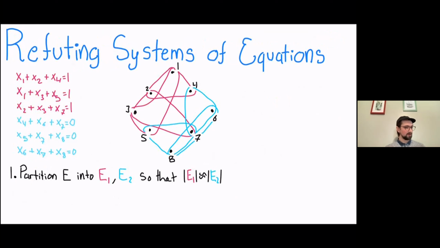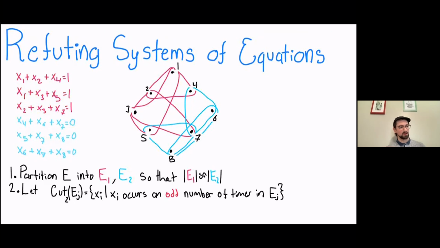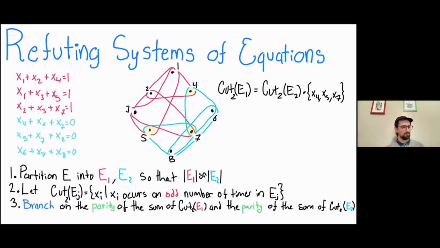So there you go. And then we're going to let this 2 cut be a subset of these edges, and the 2 cut is going to basically sum up all of the variables in the edges mod 2. So the 2 cut of E1 is the same as the 2 cut of E2, which is X4, X5, and X7. It's the variables that occur an odd number of times in each of these equations. Okay, and then we're going to branch on the parity of the sum of the 2 cut.